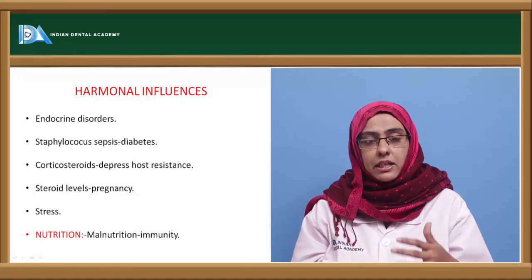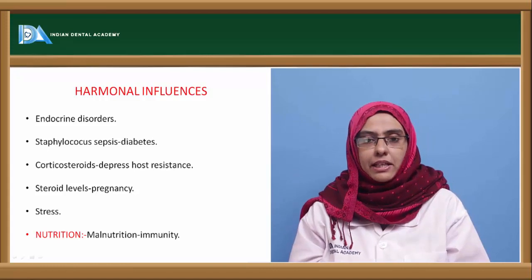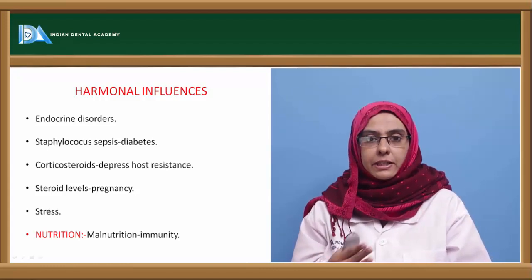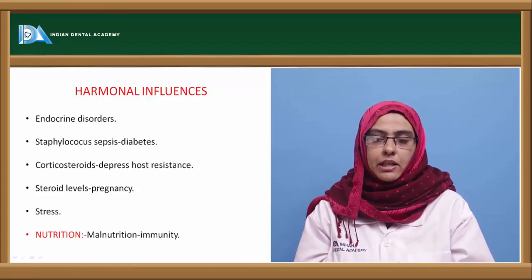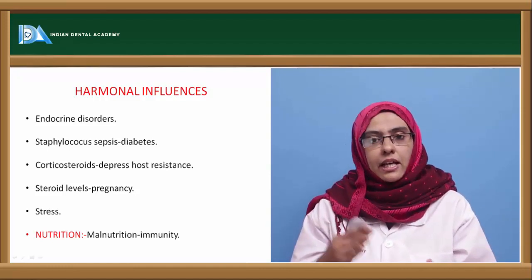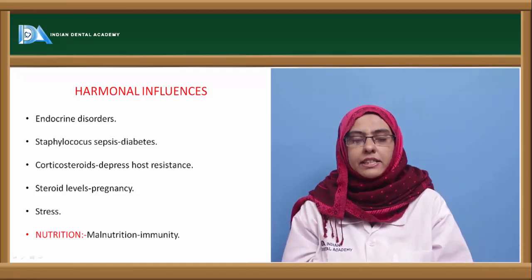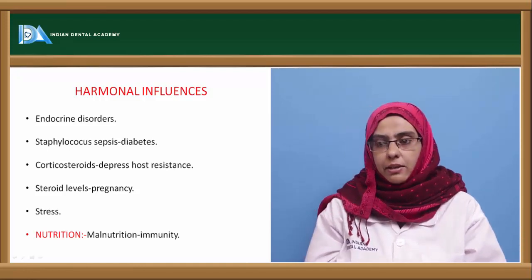But there are certain diseases which can be expressed only in a healthy individual. For example, malarial fever cannot be expressed in malnourished people, whereas if the person is on a good diet, then the fever can be expressed in the malarial patient. So there is a complex relationship between nutrition and immunity.